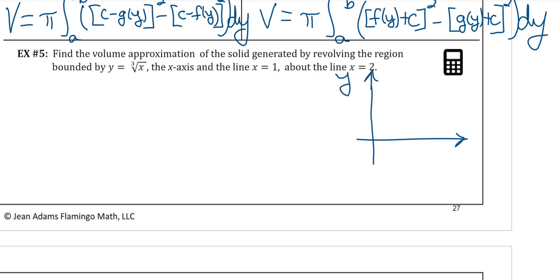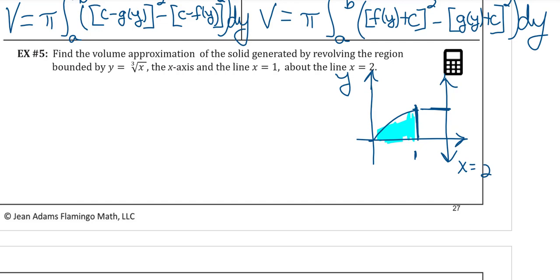And I have the cube root of x, which in the first quadrant is going to look like this, and it's bounded by the line x equals 1, which will be right here. And so I don't need this little part. I'll probably erase the whole thing, but x equals 1, so here's 1. And then we're revolving it around the line x equals 2. Okay, so here is our little region. And we are bounding it by this line here, so we need to know where that distance is there.